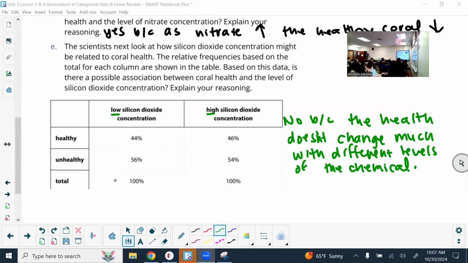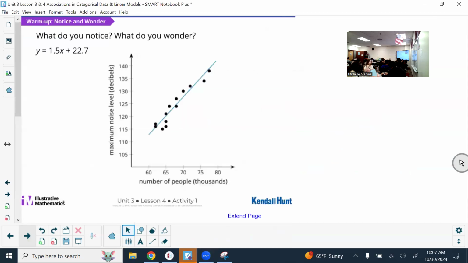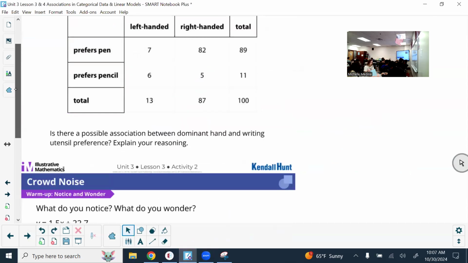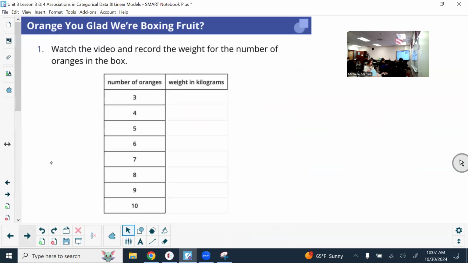We're going to go to the backside now, where it talks about linear models. So generally when we look at trends, yes, you can look at relative frequencies from two-way tables, but generally when we look at trends, we mostly can see them from a scatter plot.